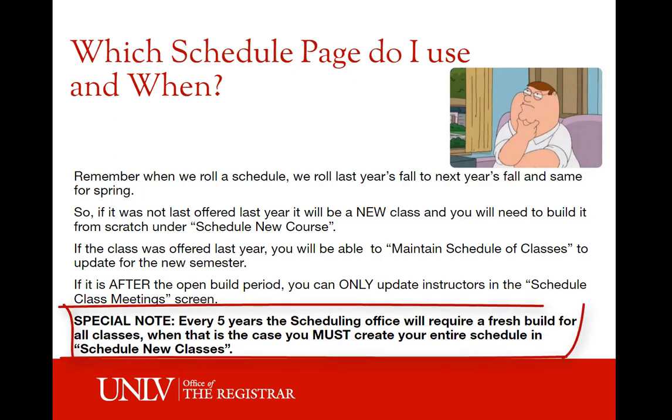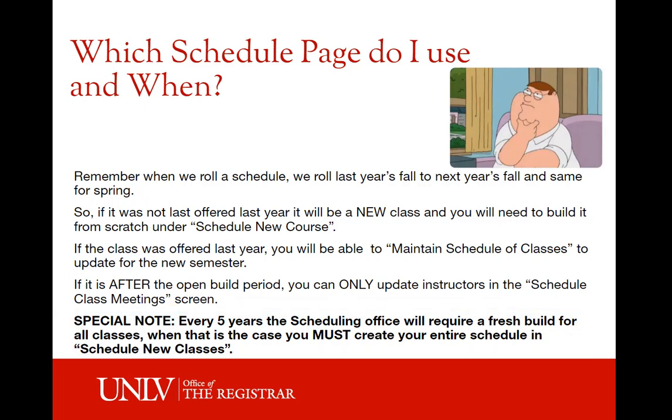Remember, every 5 years, the entire schedule will be a fresh or clean build. In these years, you will create your entire schedule on the Schedule New Classes page. Calendar year 2020 was a fresh build, meaning the next fresh builds will be in 2025, 2030, and so on.